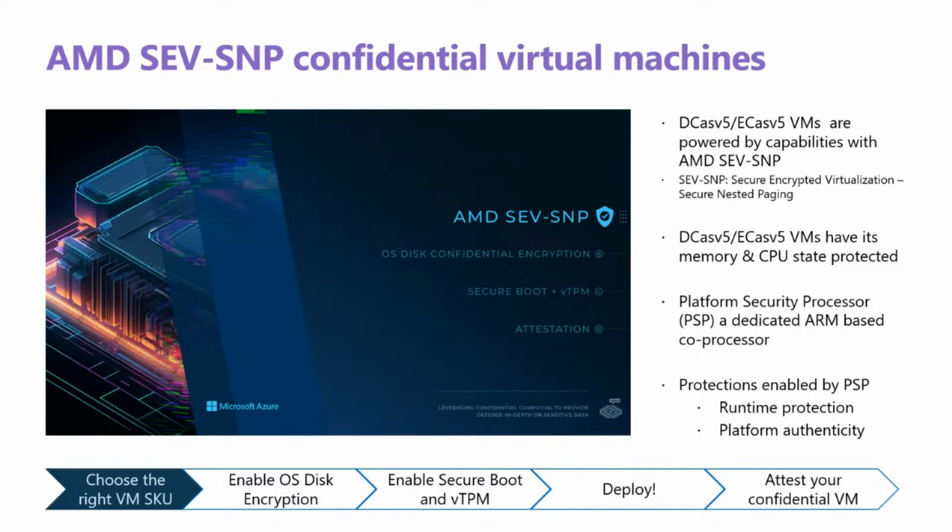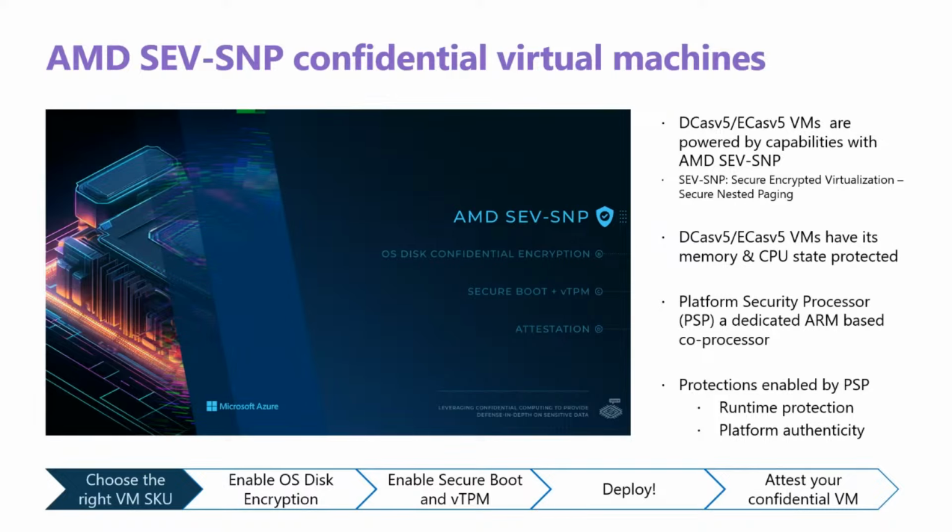And the second protection, which is enabled by the platform security processor, is platform authenticity. By it, the processor itself provides a versioned chip endorsement key certificate. The summary there is the guest VM, in this case the confidential virtual machine guest VM, will have the capability to do the guest attestation and know whether they are indeed running on the right hardware or not.